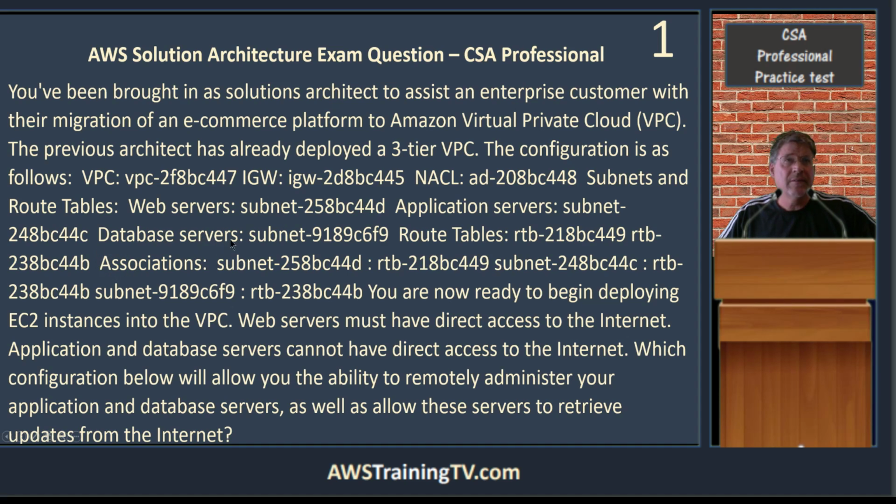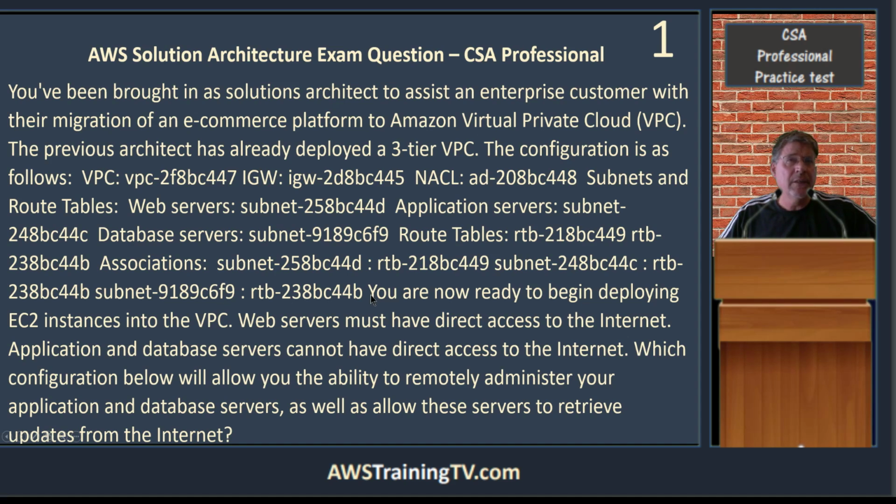Your database server is going to be 6F9. Your route tables are going to be 449, 443. There's a lot of reading here, I know. And your associations are going to be subnet 44D to 449, subnet 44C to 44B, and then 6F9 to 44B. Okay. This will be more clear later as we see it laid out.